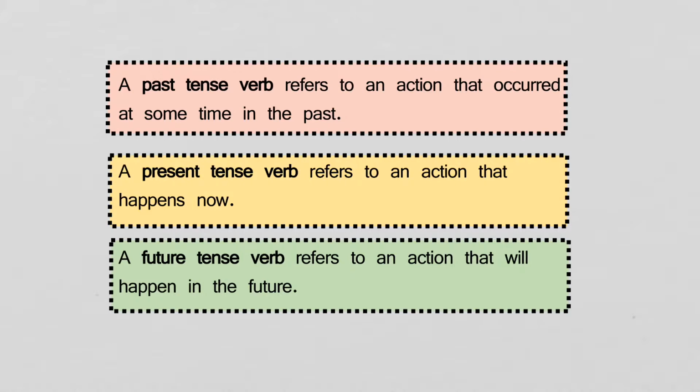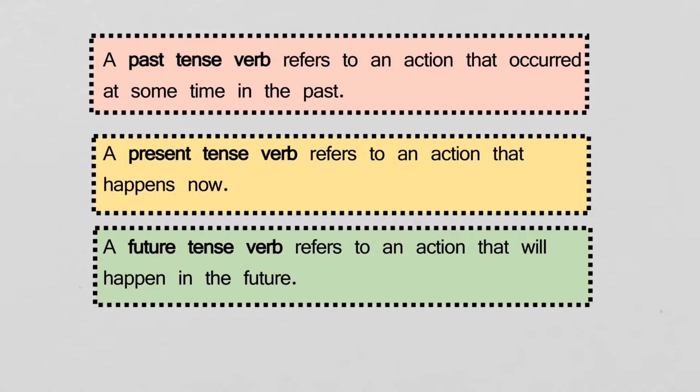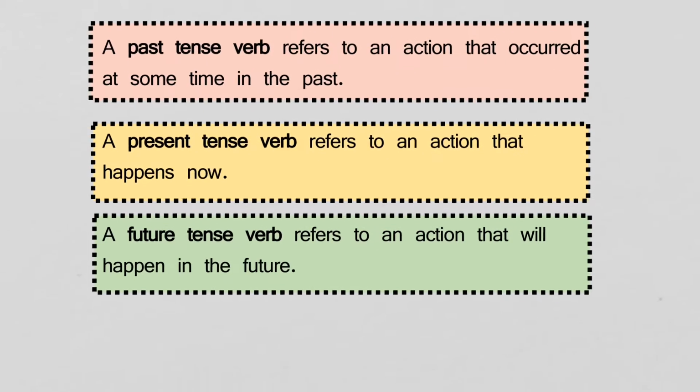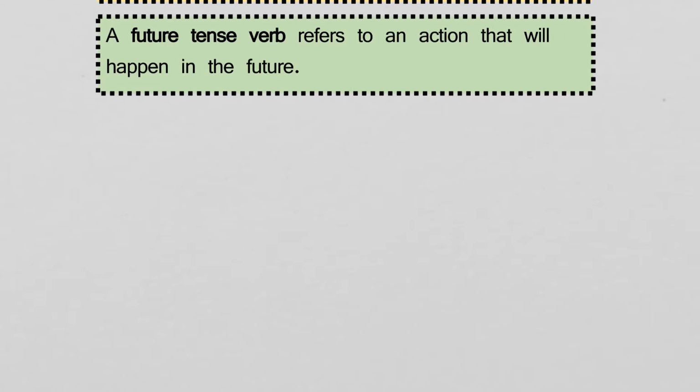So as I've been explaining throughout these videos on verbs, a past tense verb refers to an action that occurred at some time in the past. A present tense verb refers to an action that happens now. And a future tense verb refers to an action that will happen in the future.